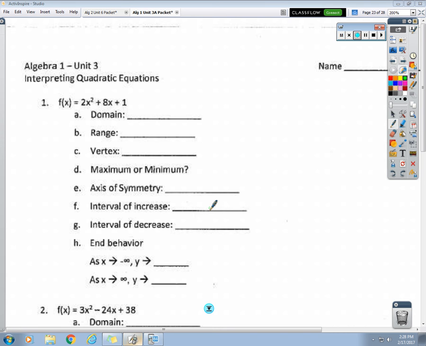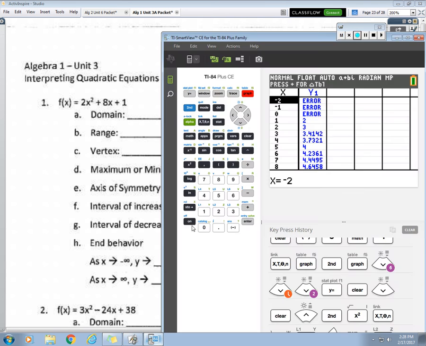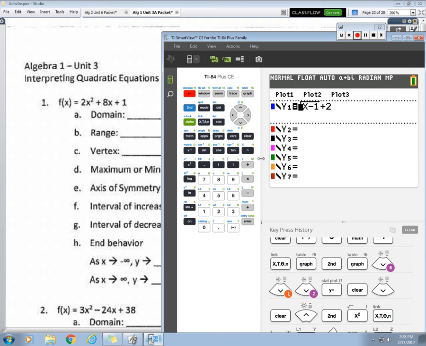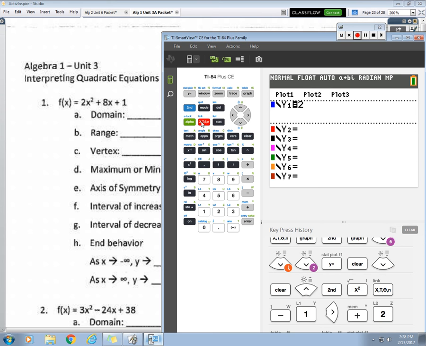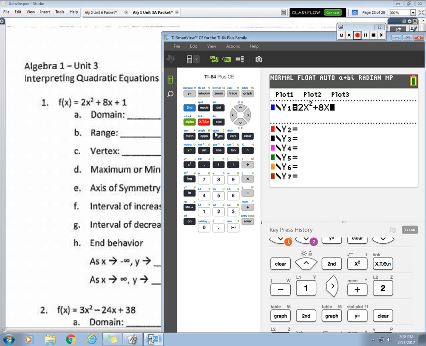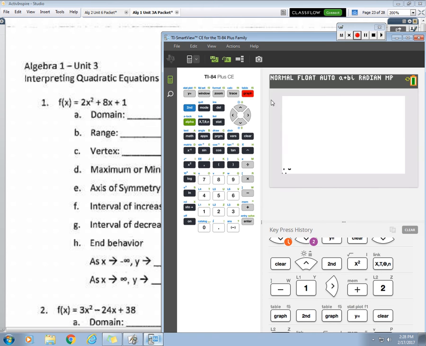A calculator. So the first thing you need to do is go to y equals, clear out anything that's already there, and now type in your equation: 2x squared plus 8x plus 1. Once you've typed it in, you can graph it to have a picture.